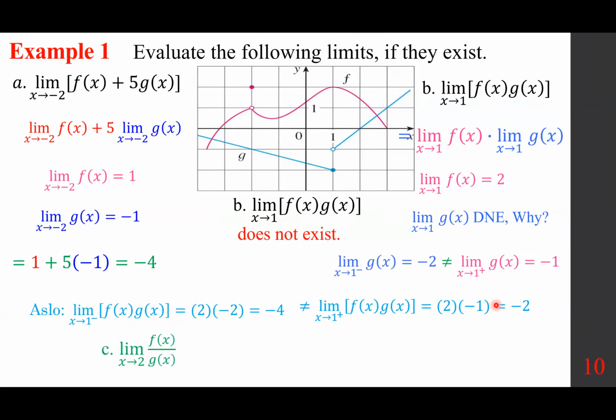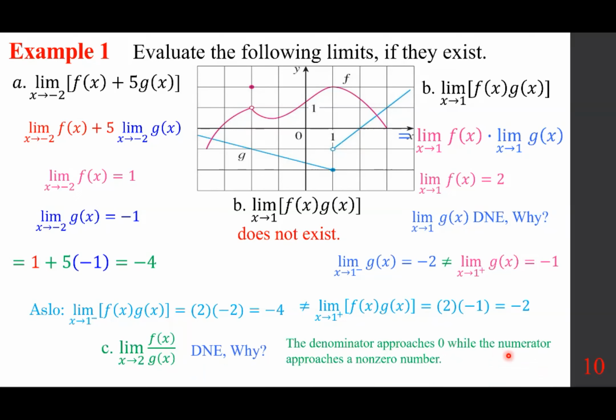We are interested in finding the limit of f of x over g of x as x approaches 2. So when we look at number 2, in this case, f of x is approaching this value. So the limit exists, and whatever you read here may be 1.4. G of x goes to 0, and because of that, it doesn't exist. The denominator approaches 0, while the numerator approaches a non-zero number.